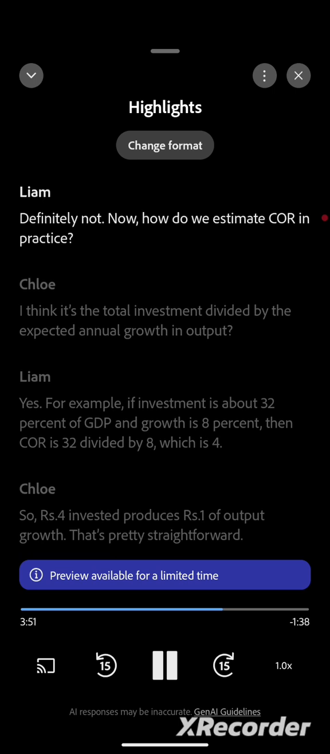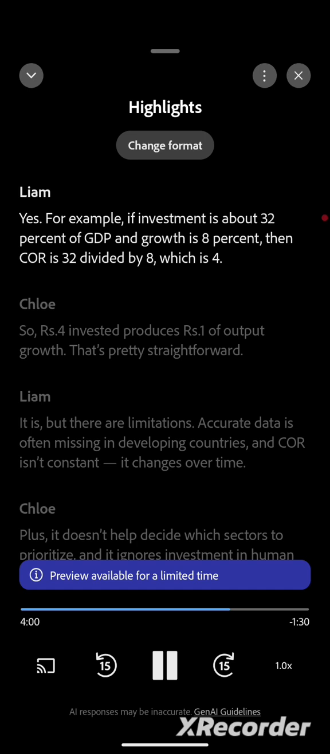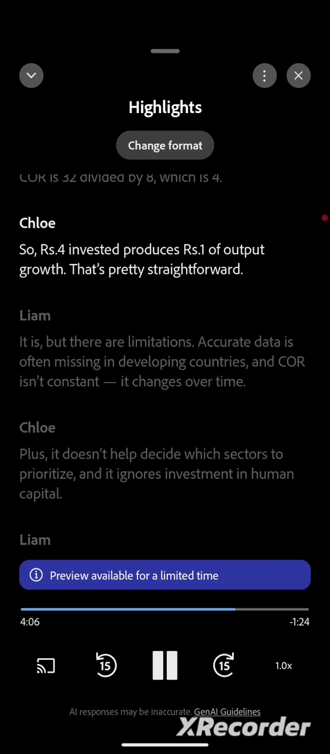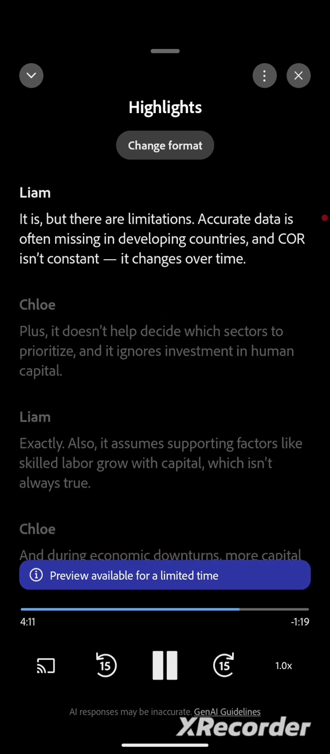Definitely not. Now, how do we estimate COR in practice? I think it's the total investment divided by the expected annual growth in output. Yes. For example, if investment is about 32% of GDP and growth is 8%, then COR is 32 divided by 8, which is 4. So 4 rupees invested produces 1 rupee of output growth. That's pretty straightforward. It is, but there are limitations.